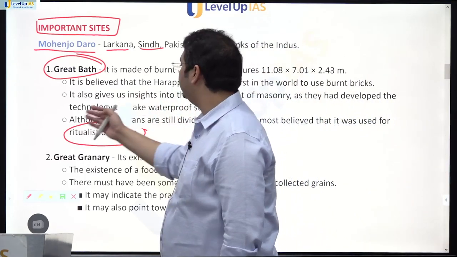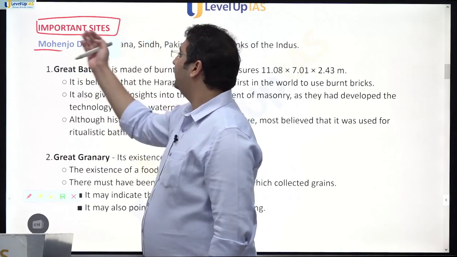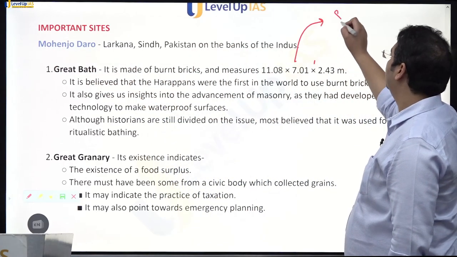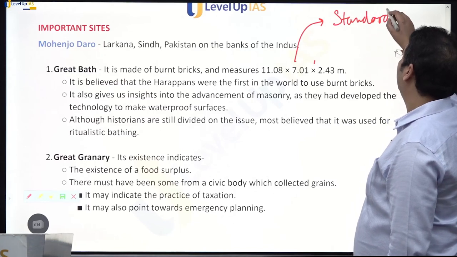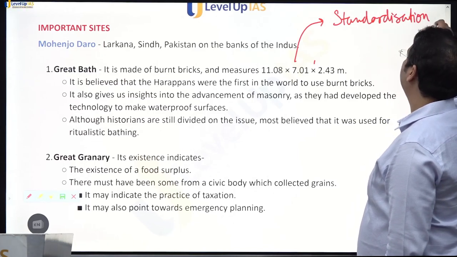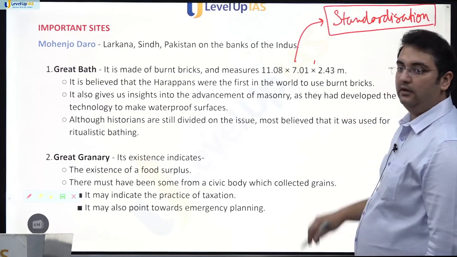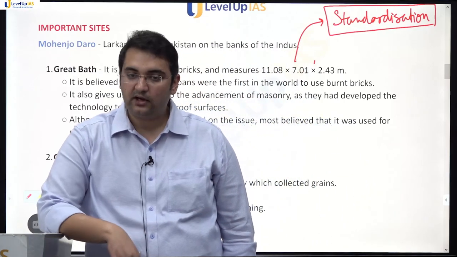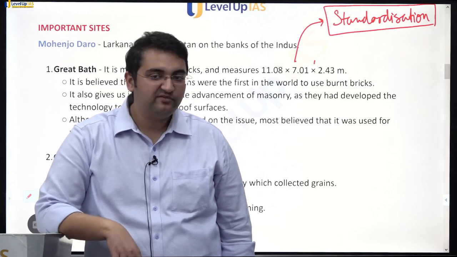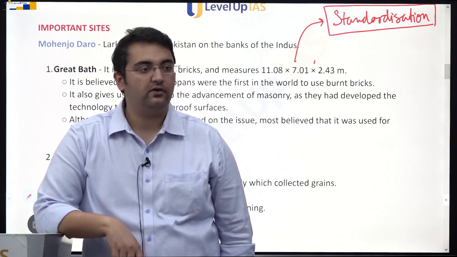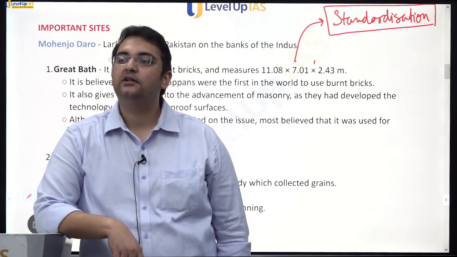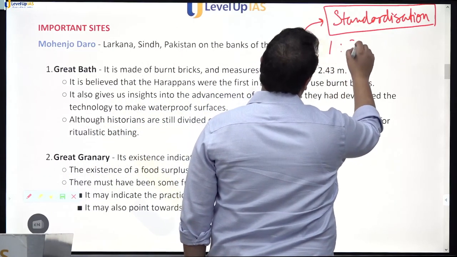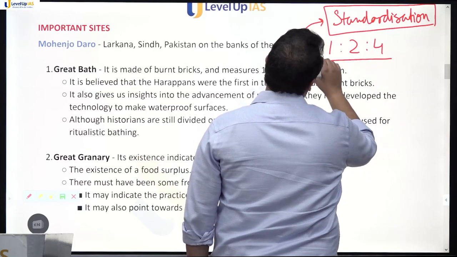Another important thing to remember about the burnt bricks of the Harappans was the great degree of standardization, right? Now, across the entire civilization, throughout the entire mature Harappan period, all the bricks that have been used are of the same dimension. Not only that, not only do they have the same weight, they also have the same proportion. So the different sides of the bricks are always in the proportion of 1:2:4.